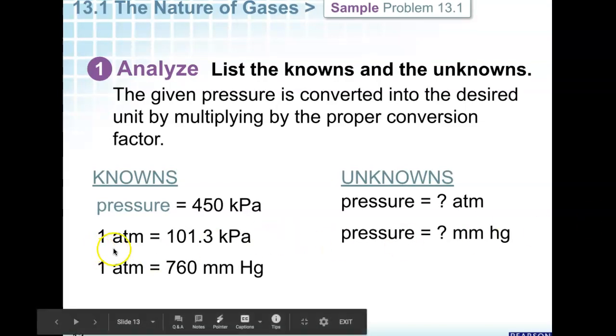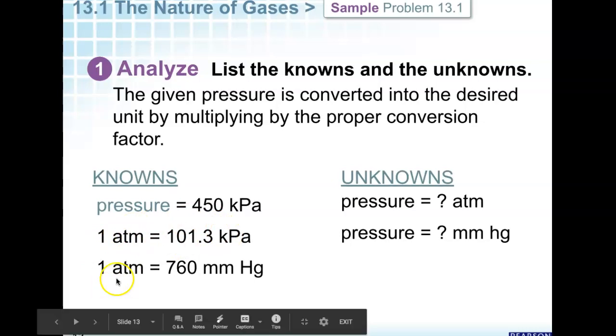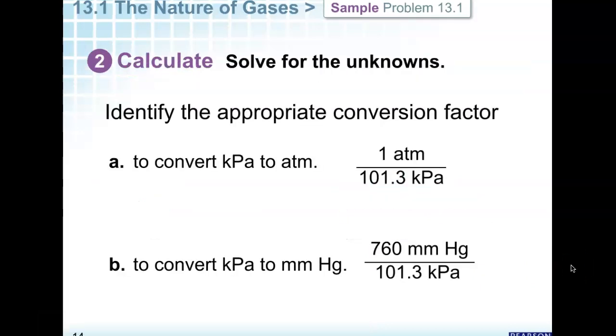Just like we know that 12 inches equals a foot, 1 atmosphere equals this. Just like we know 36 inches equals a yard, we can have those equivalents. You see what's going on here? So these things are great for unit conversions. What we don't know is the pressure in the atmospheres and the pressure in mmHg. So again, we're going to do two separate calculations.